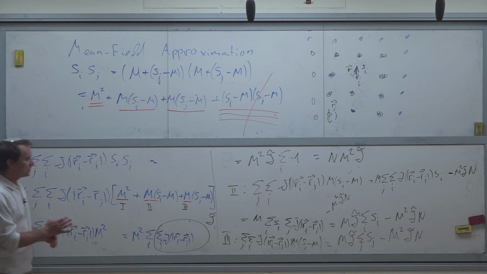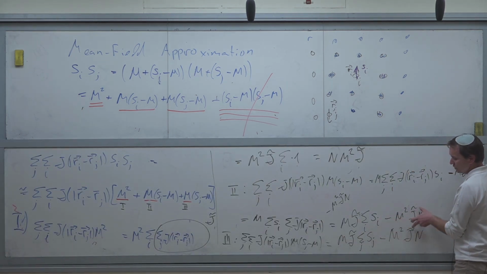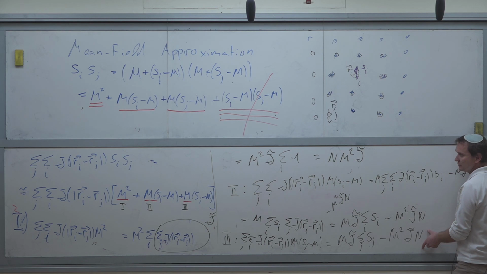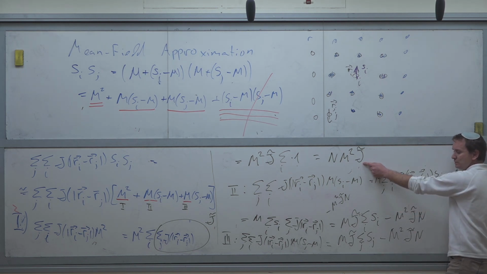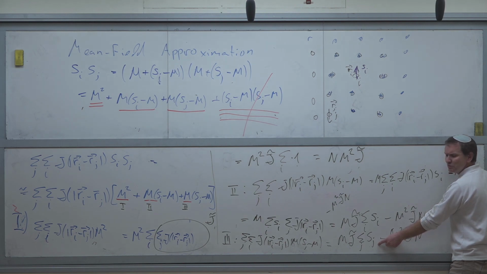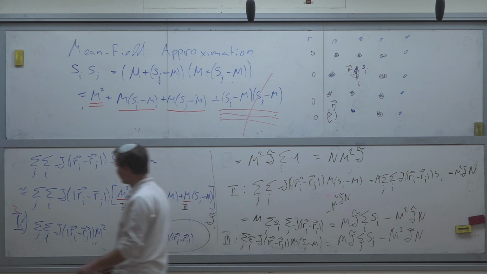Now, at this point we are done. Why are we done? Because this is a constant. We don't know what M is, but it's a constant. This is also a constant. The same goes for this term. And this summation over here resembles the summation of the non-interacting case.